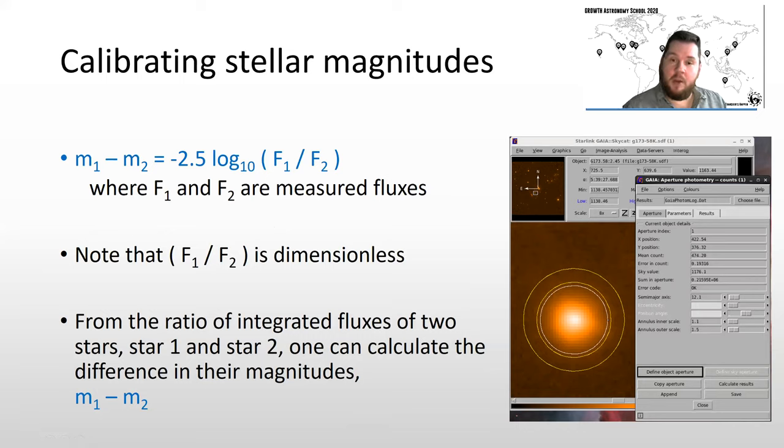Okay, so the way I would do this is I would take my astronomical image, and here I have my image of my star inside a software package. I've drawn an aperture, a circle around my star, and I'm going to count up all of the counts in each one of these pixels. So I'm going to add up everything in that one, and that one, and that one, and so on and so forth. And I'm going to get a number for the flux from that particular star. I'm going to do that for star number one and star number two, and from that, I'm going to determine the difference in their magnitudes, M1 minus M2.